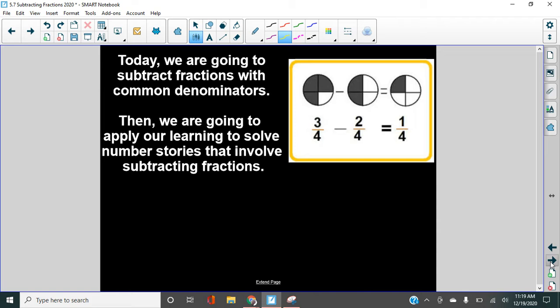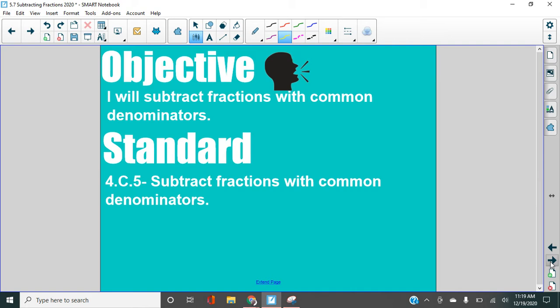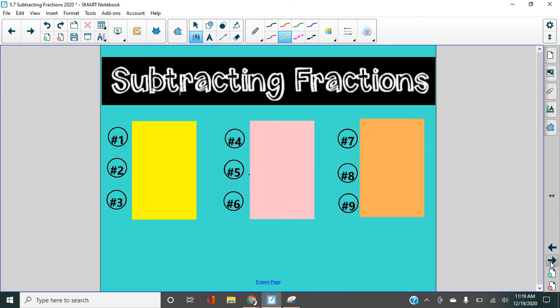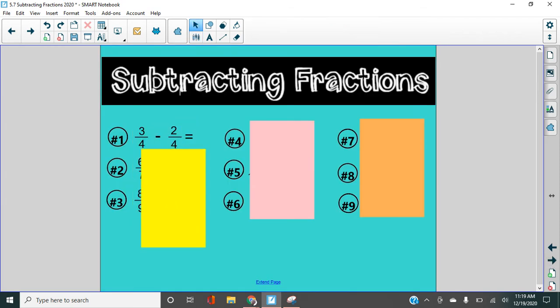Today, we are going to learn how to subtract fractions with common denominators. Then we are going to apply our learning to solve some number stories that involve subtracting fractions. And there's subtracting fractions in our objective and in our standard. It's all over the place, isn't it? All right, let's do some subtracting of fractions.